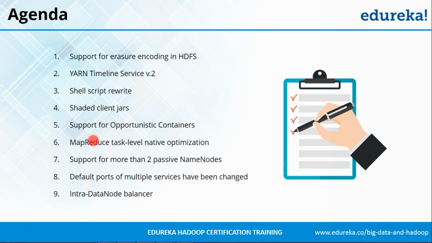After that, we'll see how native Java implementation is going to optimize the performance. Next up, we'll see the high availability architecture with two passive NameNodes. Then we'll talk about a few default ports that have been changed in Hadoop 3. And finally, we'll focus on Intra-DataNode Balancer. Fine guys, we'll move forward and see what all changes we can expect in Hadoop 3.